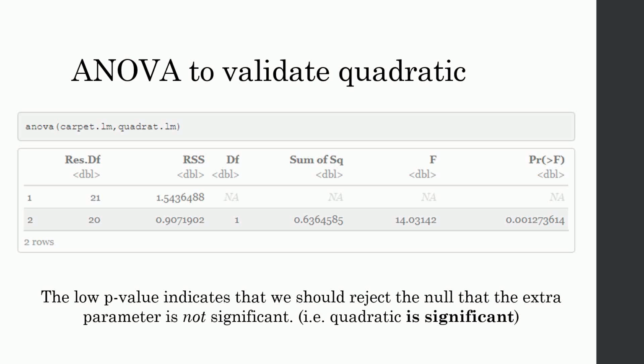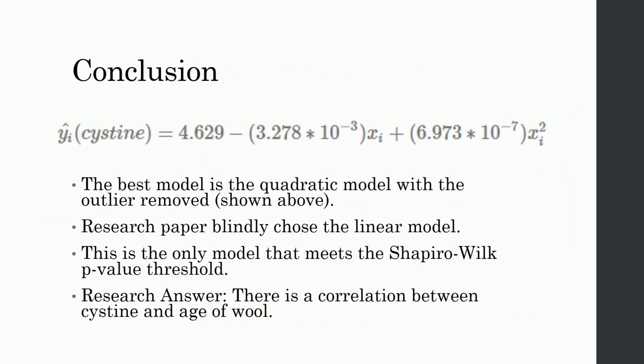And then I also used ANOVA, analysis of variance, on the linear and quadratic models, both with the 23rd data point, to validate that the quadratic model does actually have a relevant quadratic term. So the low p-value, the probability of an f statistic greater than f, the 0.001273, that low p-value is telling us that we should reject the null, the extra parameter is not significant, which is a rather convoluted way of saying that the beta 2 parameter is significant and we do actually need to include it.